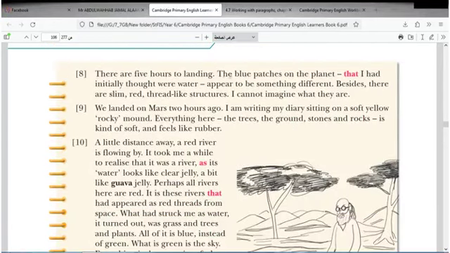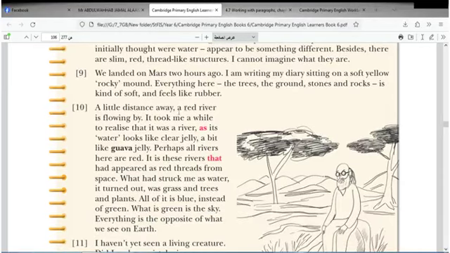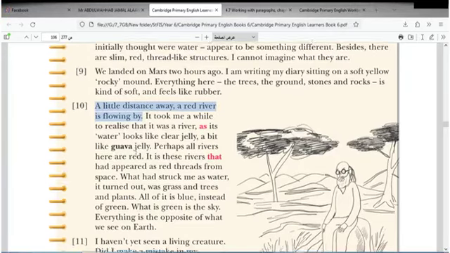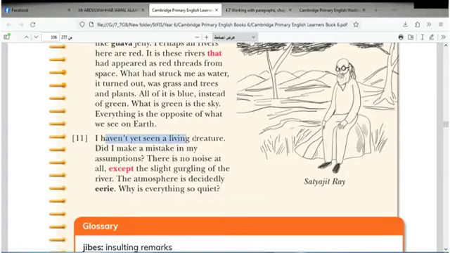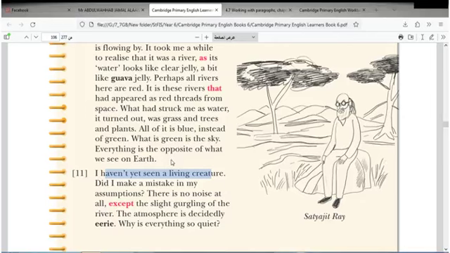There are 5 hours to landing. A new time, a new place, a new paragraph. We landed on Mars 2 hours ago. A new time, a new place, a new paragraph. A little distance away, a red river is flowing by. I'm describing a new topic, a new paragraph. I haven't yet seen a living creature. A new topic, a new idea, a new paragraph.